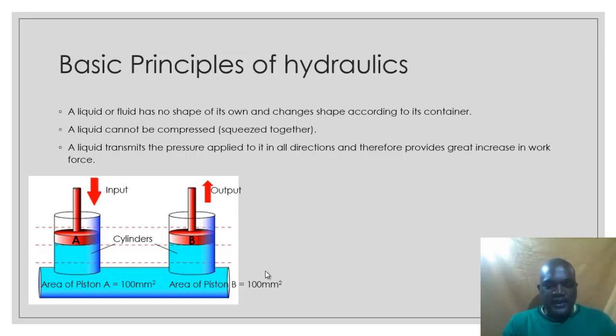Hence, this is going to give us an equal output force and an equal input force. So the force we apply as input is going to be the resulting force that we get as output. Why is that? Because the pistons all have the same size area.